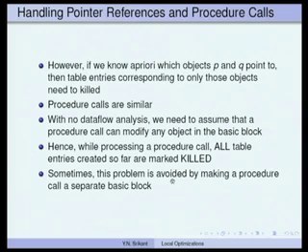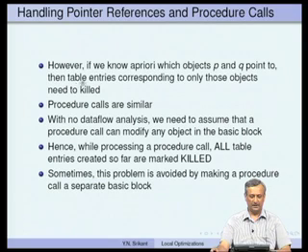Something similar happens when we have procedure calls. So, if we do not know a priori which objects p and q point to, then table entries corresponding to only those objects need to be killed. So, this I mentioned already.